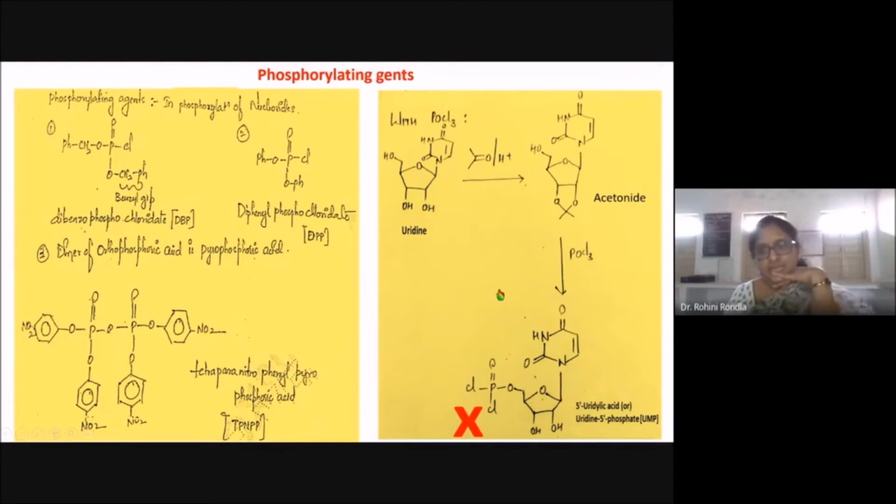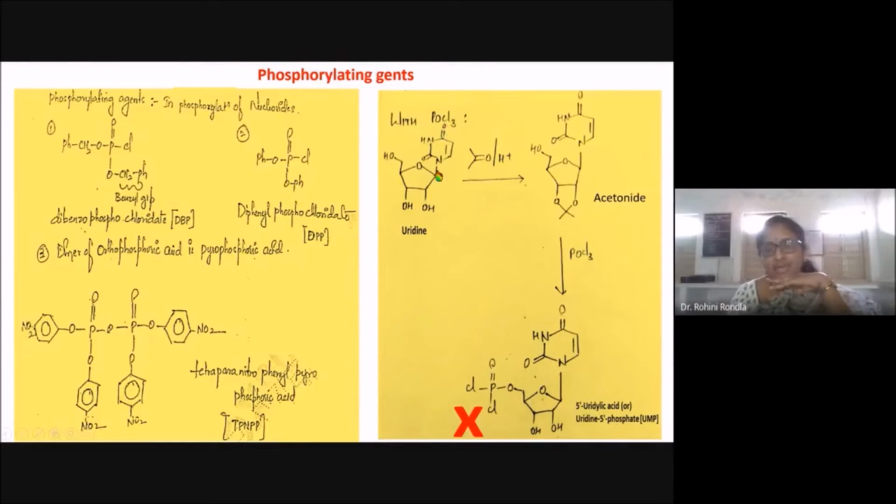First, you see this right side figure. Please just observe this right side figure. What they have mentioned is POCl3. What is the name of POCl3? Phosphoryl chloride, or phosphorus oxychloride. It is a dehydrating agent or condensing agent, and it also works as one. So POCl3 is a phosphorylating agent.